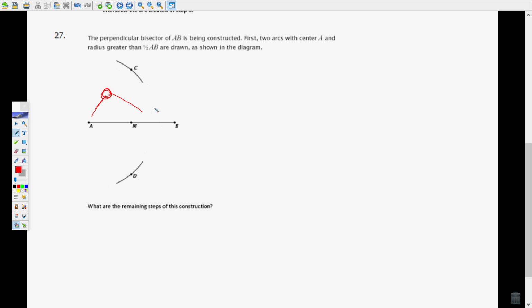It says, what are the remaining steps of the construction? So the next step would be with the same opening, you would place the compass on B, and you would swing an arc above and below AB to cross here at this C and here at this D. And then it would look something like this. Oops, I missed the mark, per the usual. And then here. And then you would connect those, and that would create for you, this is horrible. Why don't we use our tools here, just like in class.